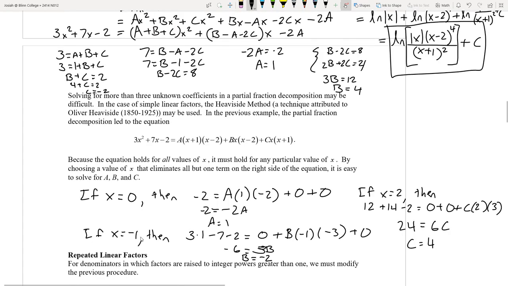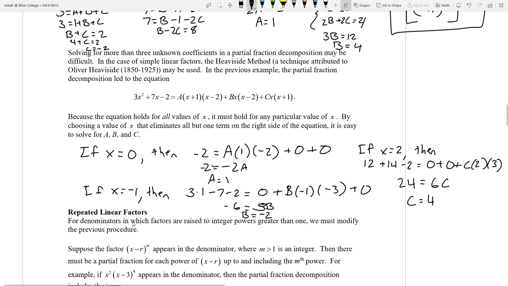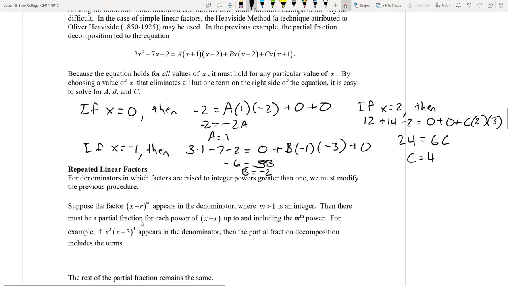If we start looking at repeated linear factors, what will that give us? So we're looking at a linear factor that has a power on it greater than 1. So we're going to suppose that we have this guy in the denominator. m is going to be greater than 1 and an integer. And so there must be a partial fraction for each power of x minus r up to and including that mth power.